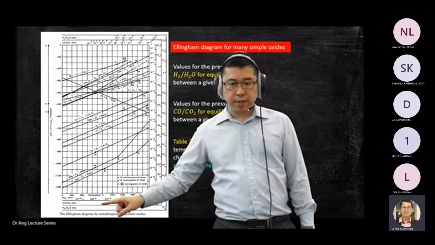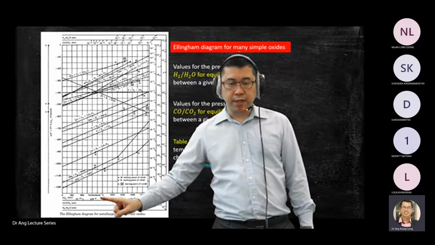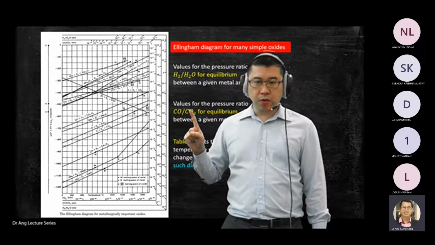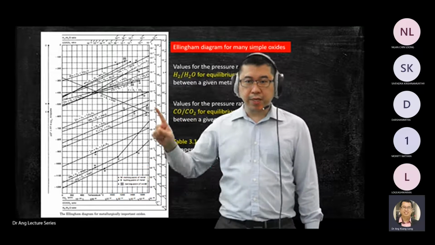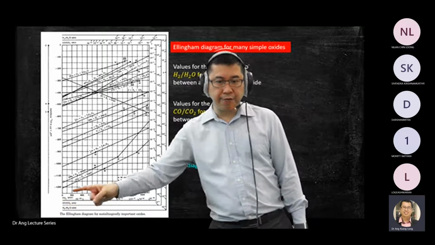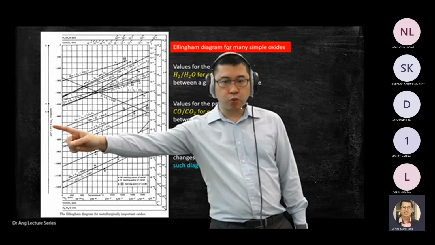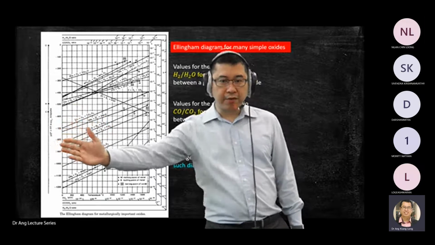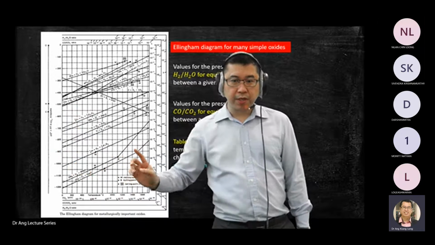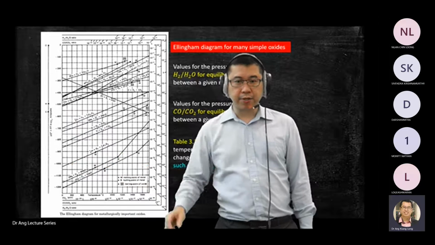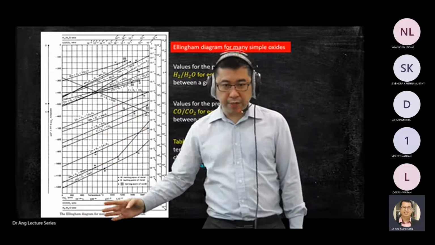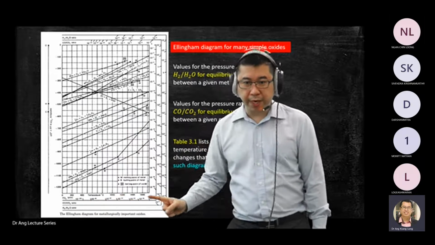Oxygen, the partial pressure of oxygen. The second one is the CO/CO2. The third one is hydrogen and water. So these are the environments that you can read data from. If you have two data, a change of energy and the environment, then you find the intersection point, and you arrive at that oxide. So how to use it?